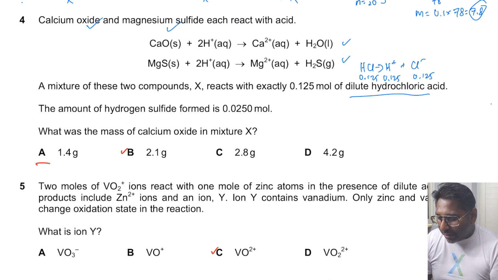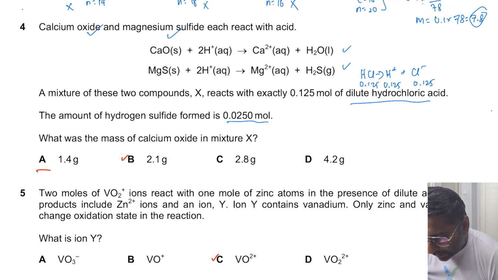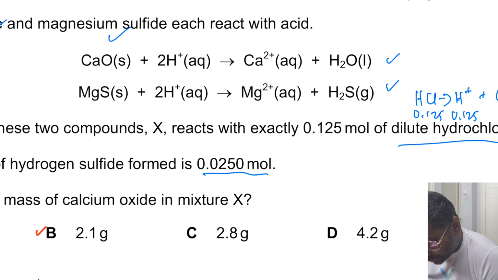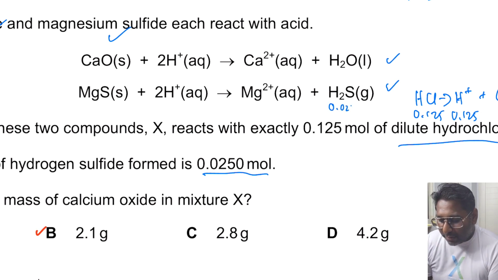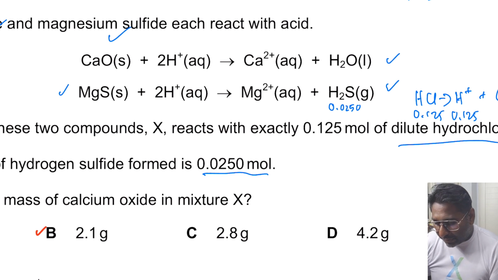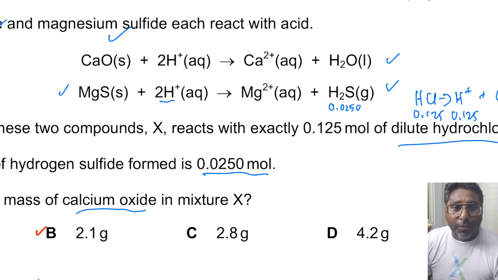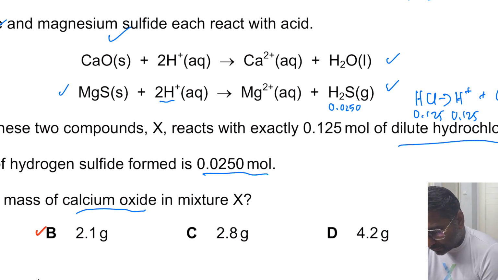The amount of hydrogen sulfide formed is given. If you analyze these two equations, the only equation that has H2S is going to be 0.0250 over here. So we look at this equation first. We want to find out the mass of calcium oxide, so we need to relate to the first equation. What we can do first is to find the number of moles of H plus, with the ratio of 1 to 2, so double.